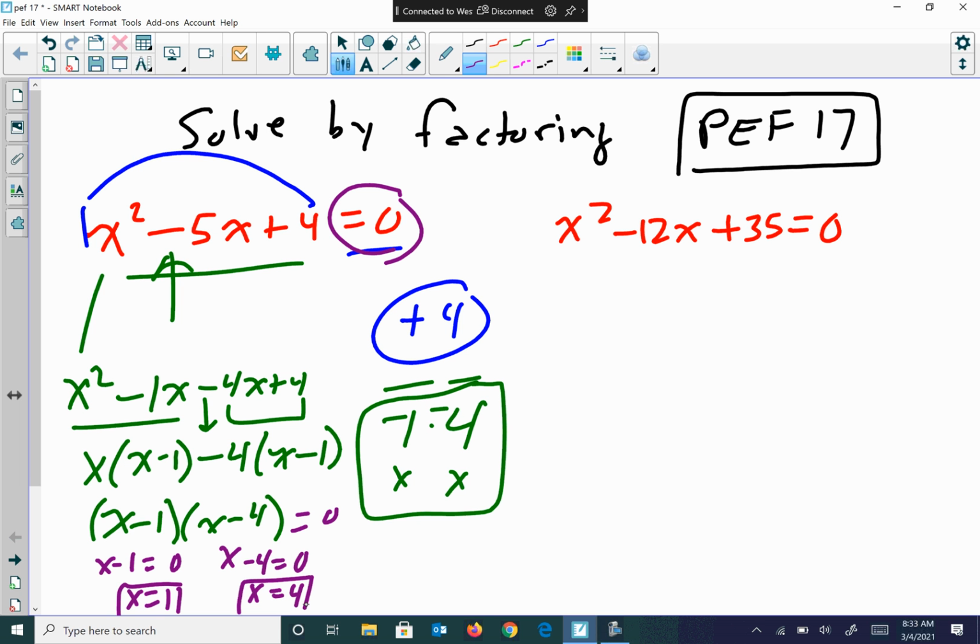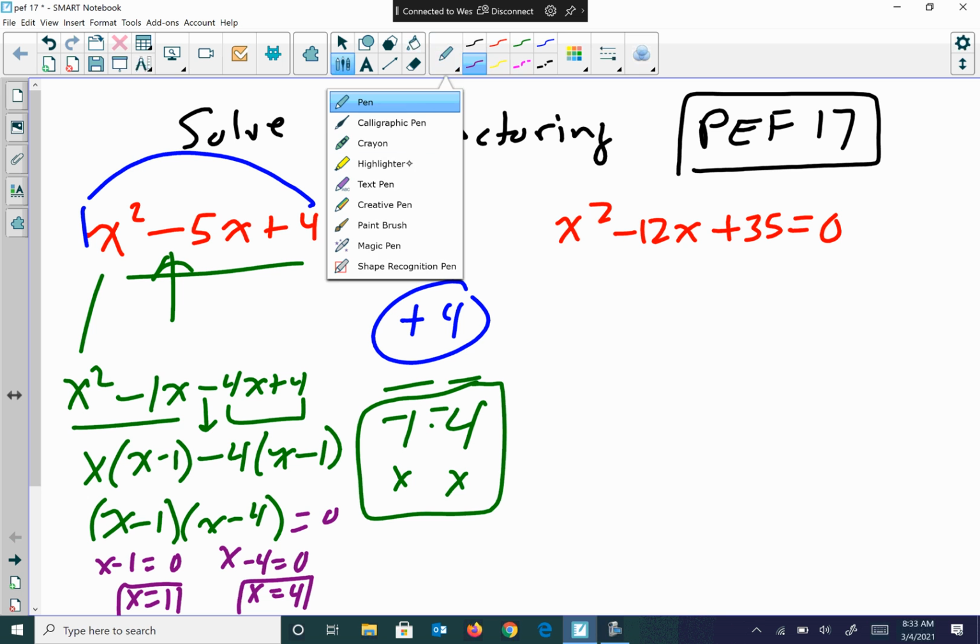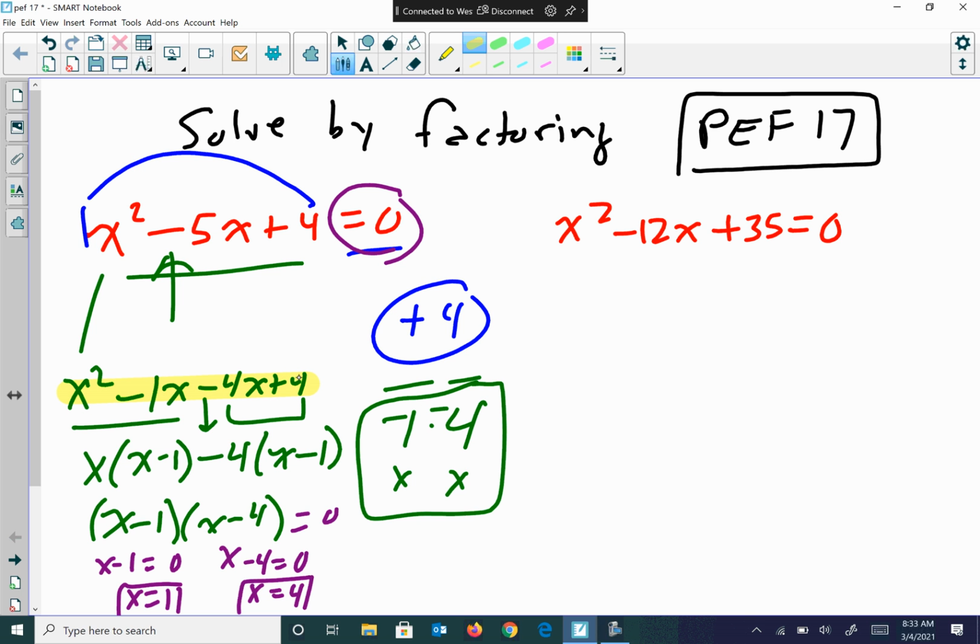Okay? I've seen some kind of interesting approaches to some of this. I'll see students, they will factor, they'll get x squared minus 1x minus 4x plus 4. So they'll get to like this point here. So like you factored it right. And then all of a sudden, they combine like terms and go back to that, and say, there's my answer. No, that's what you started with. So make sure you're going all the way down.